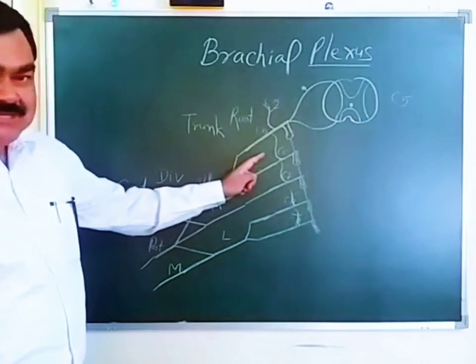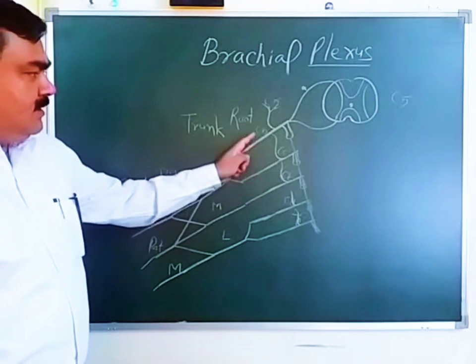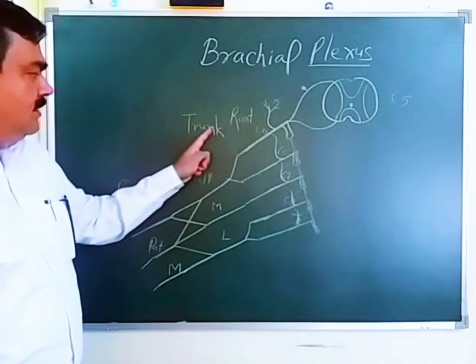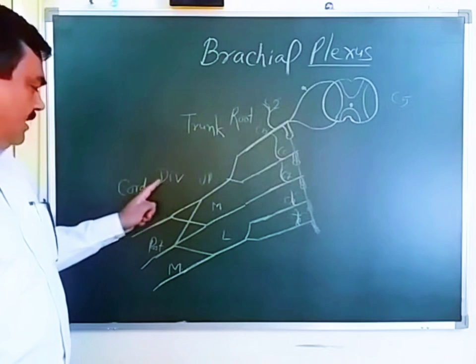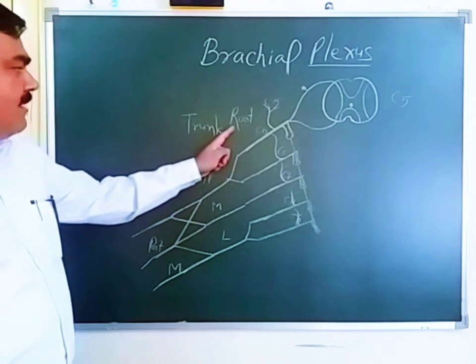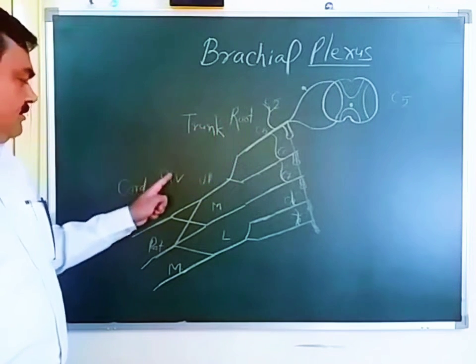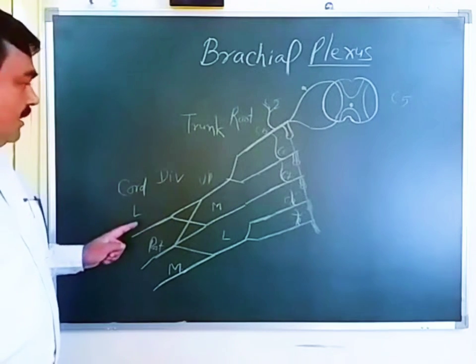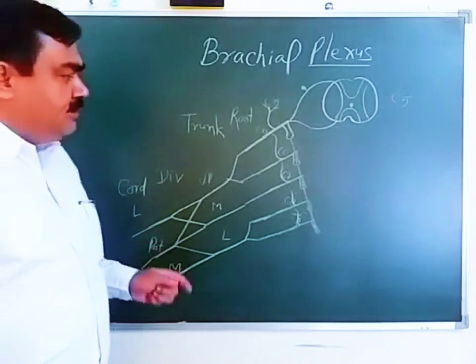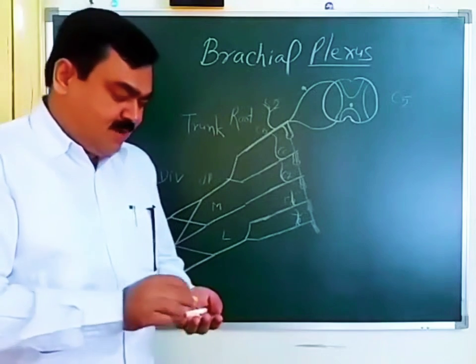So the brachial plexus is formed by root, trunk, division and cords. It has four components: root, trunk, division and cords. Now we'll discuss the branches of these parts.